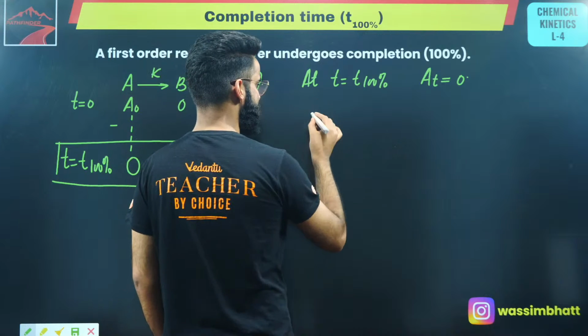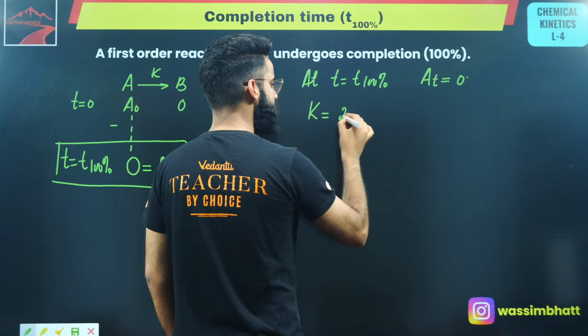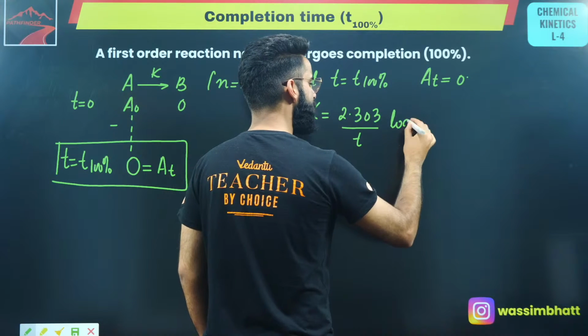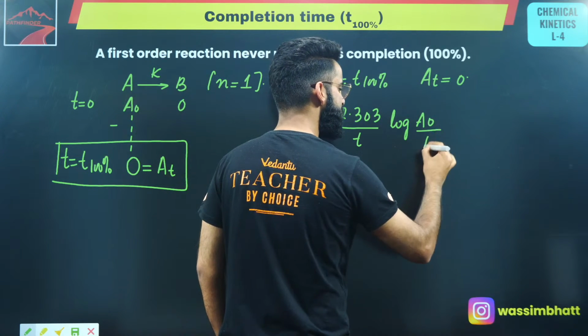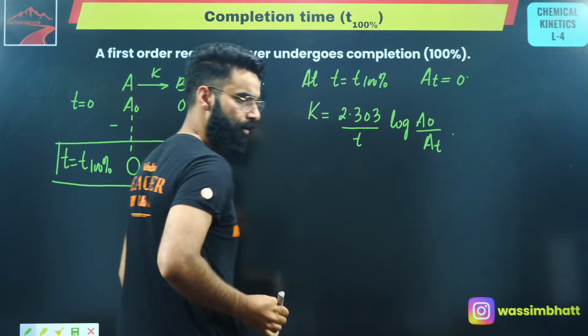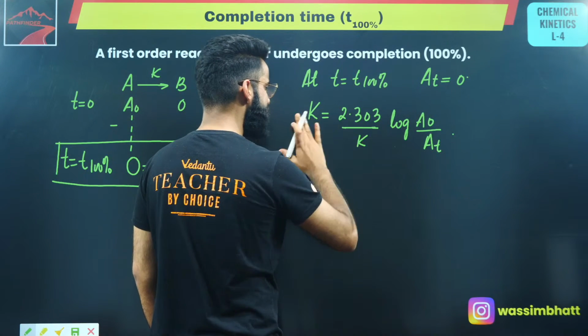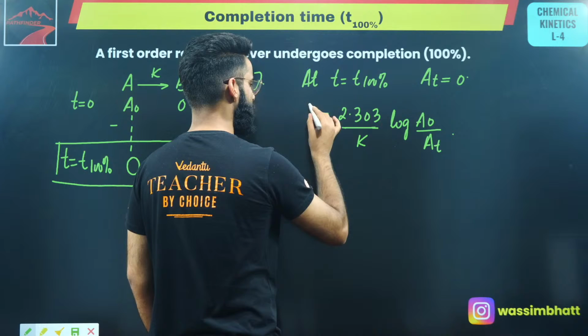If you use the first order kinetics, K is equal to 2.303 divided by T, log of A naught divided by AT. This is the integrated rate equation for the first order reaction. Or just swap the T and K: instead of T, you can write K, and instead of this K, you can write T. One and the same thing.